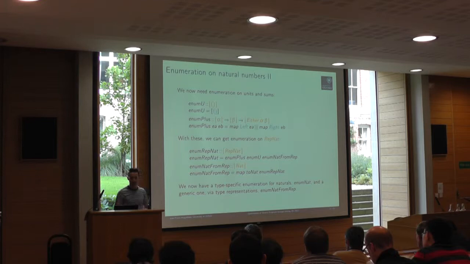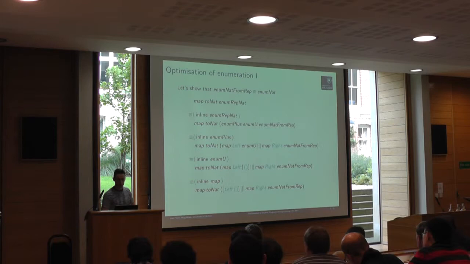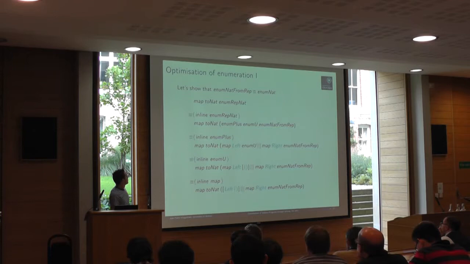This is how generic programming generally works. Functions operate on a representation, and what we want now is to make them look as if they were just written specifically for each data type. So, how can we do that for this particular case? Let's start with enumNat from rep, on the representation, and try to make it into our type-specific enumeration for naturals. So, we start with a map.